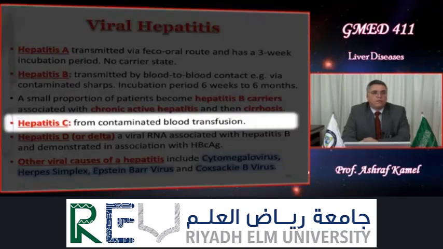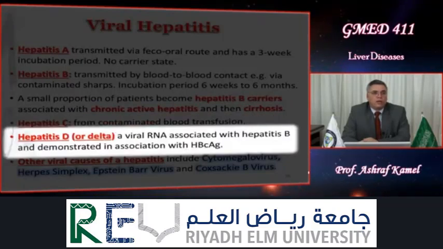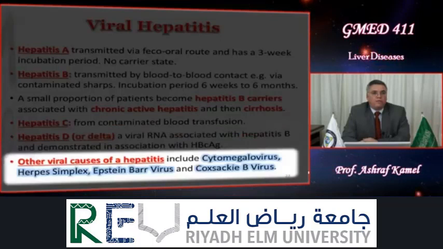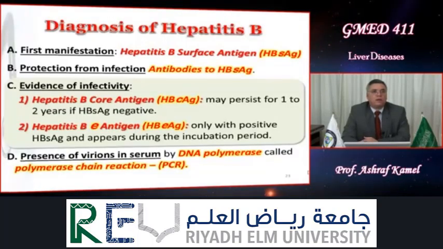Hepatitis C from contaminated blood transfusion, and hepatitis D or delta is a viral RNA associated with hepatitis B and demonstrated in association with hepatitis B core antigen. Other viral causes of hepatitis include cytomegalovirus, herpes simplex, Epstein-Barr virus, and Coxsackie-B virus.